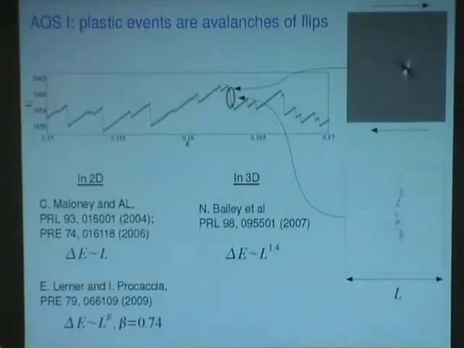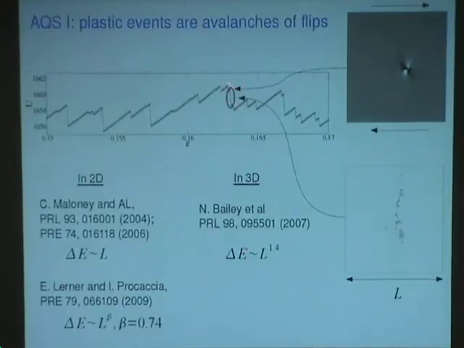So, a few lessons from AQS simulation. The first thing that we learn is that these drops are in fact very complex events which spread over the whole simulation cell. But if you look, for example, at the onset of these events, you see these quadrupolar patterns which are the trace of a shear transformation zone. And so the picture which comes from the AQS simulation is that plastic events are avalanches of elementary flips.